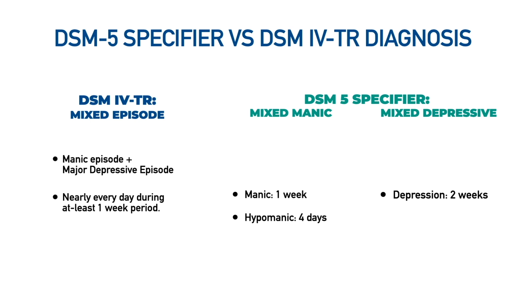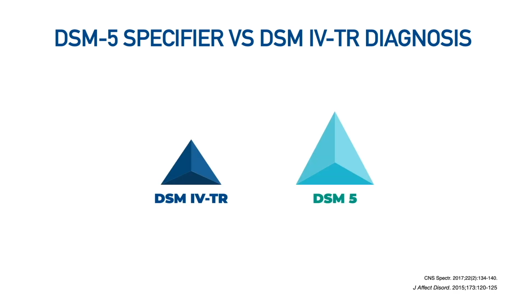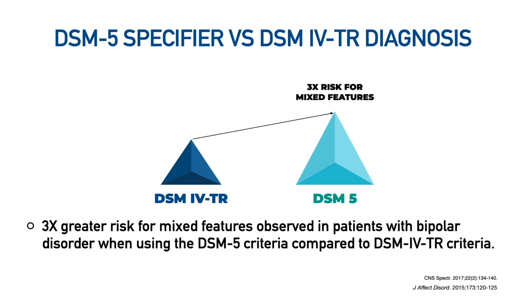Now, I think the next question is, what is the difference whether you go by the mixed episode of DSM-4 or the DSM-5 specifier? What is the difference we have seen? Studies have shown that there is a 3 times greater risk for a diagnosis of mixed features in patients with bipolar disorder when you use the DSM-5 criteria compared to the DSM-4 criteria. Is that a good thing or a bad thing? I will let you all decide.